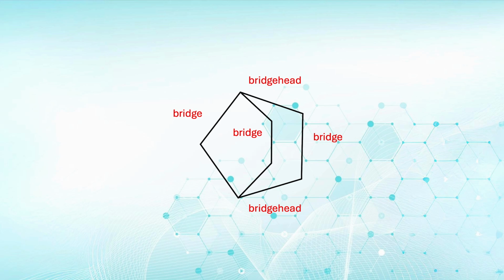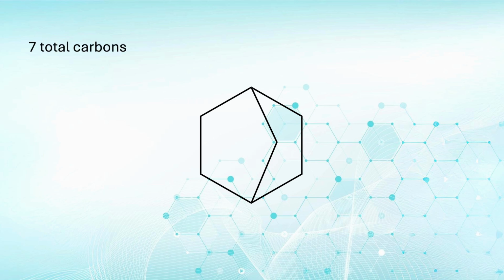For this molecule, we have two carbon bridges and one carbon bridge. I'm going to redraw this molecule so that the two carbon bridges are on the outside and the one carbon bridge is on the inside. To name this molecule, we first have to count how many carbons we have part of the molecule. Including the bridgeheads and the carbons of the bridge, we have 7 total carbons.